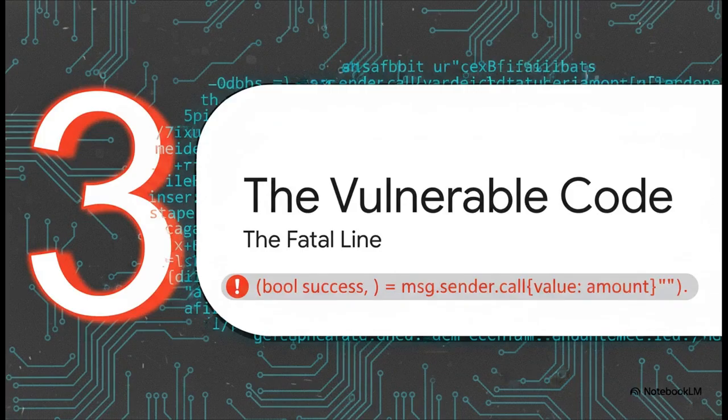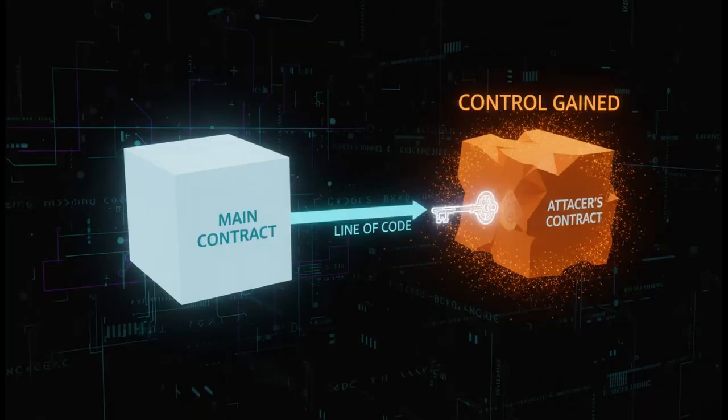Every big hack has a weak point, a single vulnerability that gets exploited. In this case, it wasn't some complex virus or anything like that. It was just one single, standard-looking, and ultimately incredibly dangerous line of code. This right here is the weapon. In the Solidity programming language, this is a pretty normal way to send Ether.